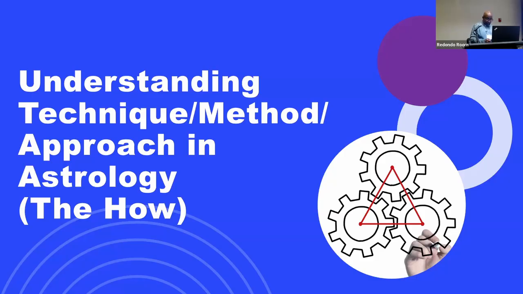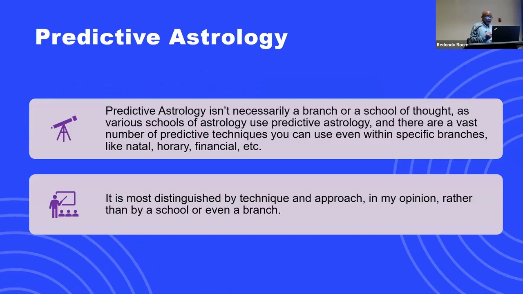Now, I would be open to robust debate about this, but I would say predictive astrology is more about techniques. I do not think it is a branch of astrology. Again, that's my take on it. And it's definitely not a school of thought, because every school of thought that I've introduced you to has some form of predictive astrology.